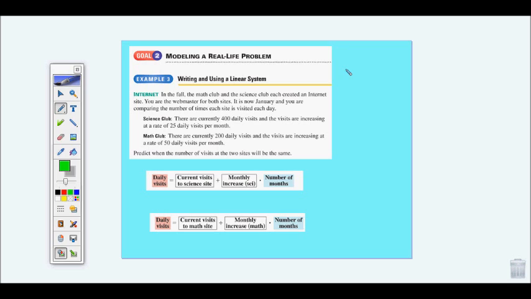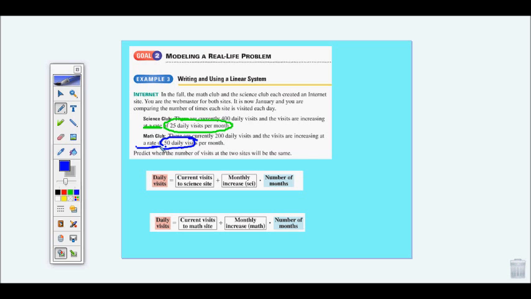So in the fall, the Math Club and the Science Club each created an internet site. And you're going to be the webmaster for both those sites. And it is now January, and you are comparing the number of times each site is visited. So we know that for the Science Club, there are 400 daily visits, and they're increasing at a rate of 25 daily visits per month. Now for the math site, there are 200 daily visits, but it's increasing at a rate of 50 daily visits per month.